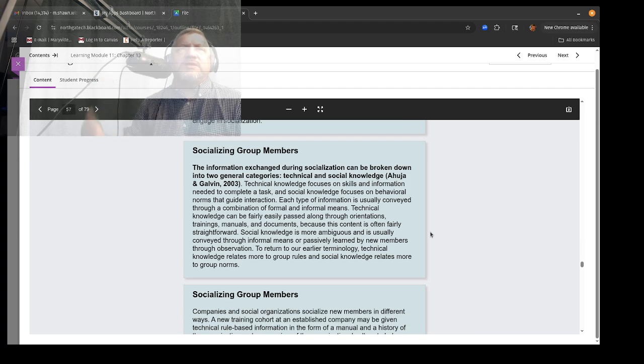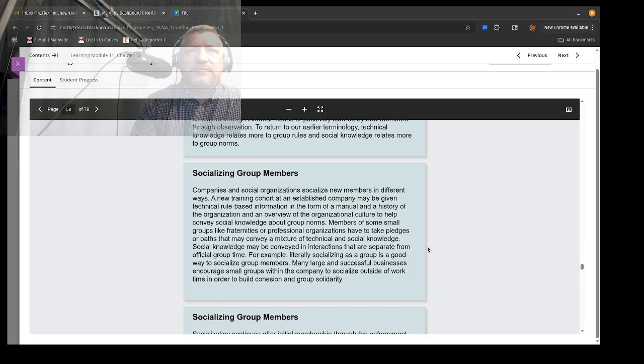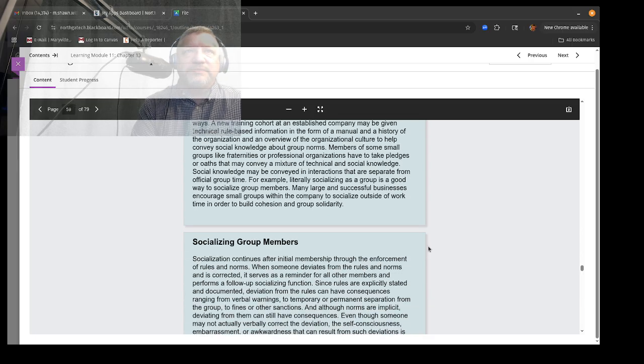Information exchange during socialization can be broken down into two categories: technical and social knowledge. Think about it, that's pretty straightforward. Technical is about getting the task done. Social is about creating group bonds and enjoying the group experience.